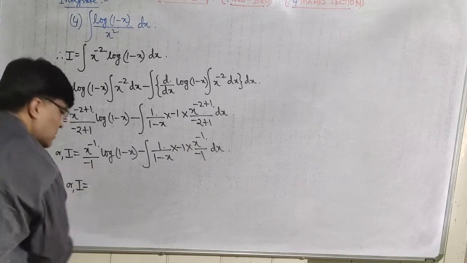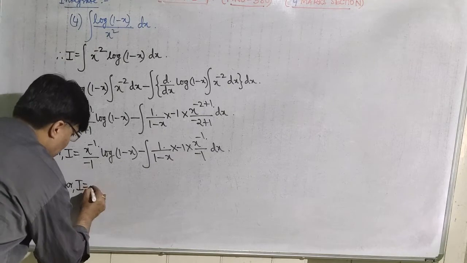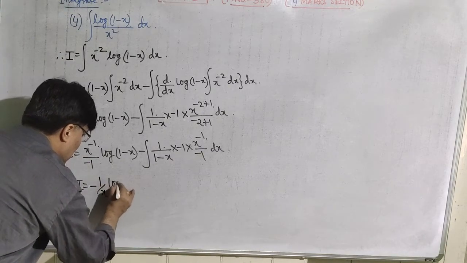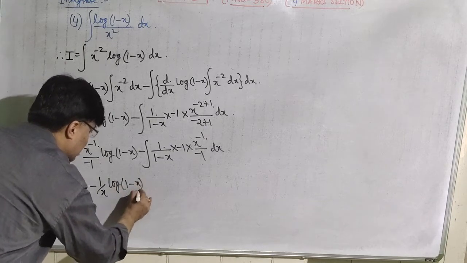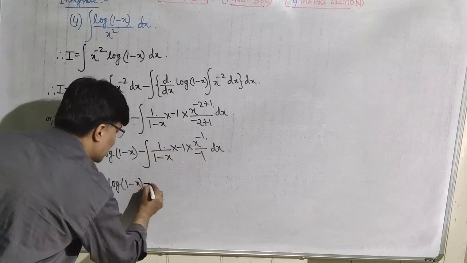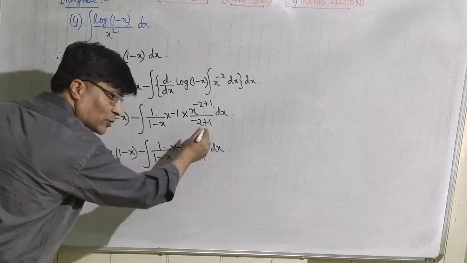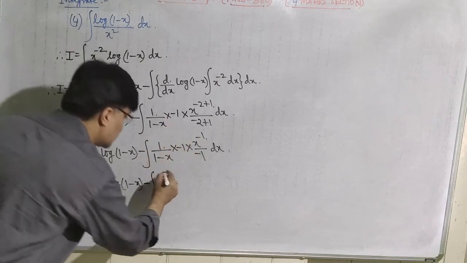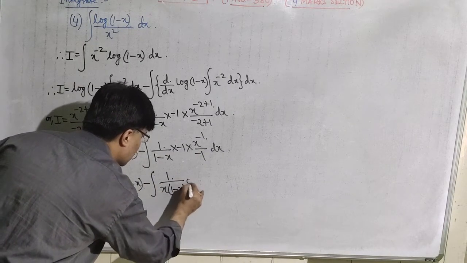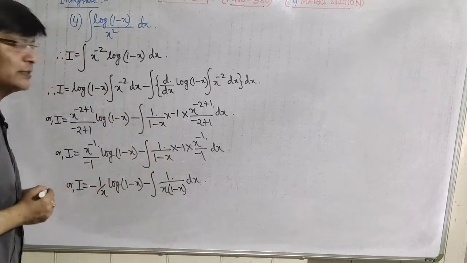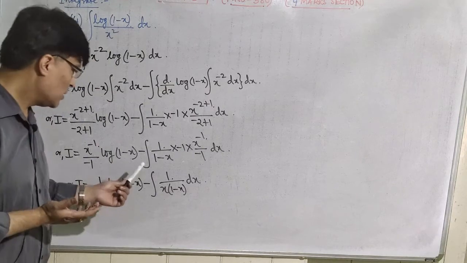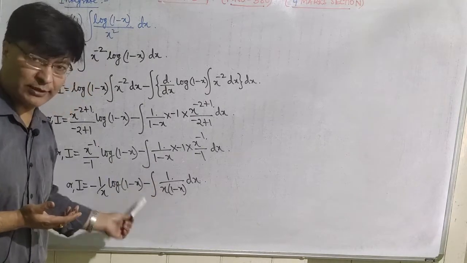Next, let us simplify it again. I is equal to, this minus sign is taken outside. Minus x to the power minus 1 means 1 upon x. This is log of 1 minus x. So this is minus into minus, plus. Plus into minus is minus integral sign. X to the power minus 1 means 1 upon x. So it is 1 upon x into (1 minus x). Then what do we write? dx. So I think you have understood it. So again you have to evaluate this integration.